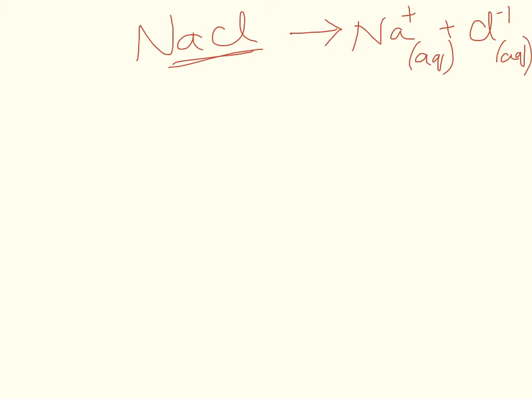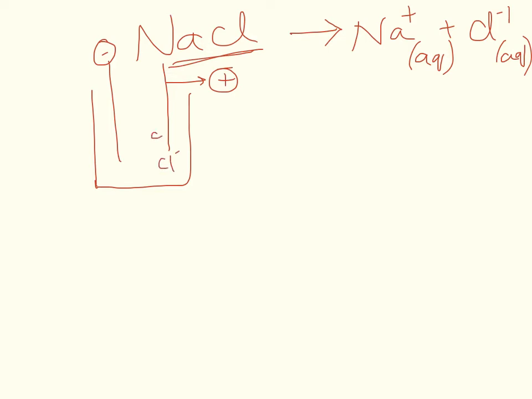And when you put this solution in an electric field, say this is the negative and this is the positive field, these ions will orient themselves. So all the chlorides will go towards the positive and all the sodiums will go towards the negative. And so that's how these ions will be ionized by water. And this is a strong electrolyte.